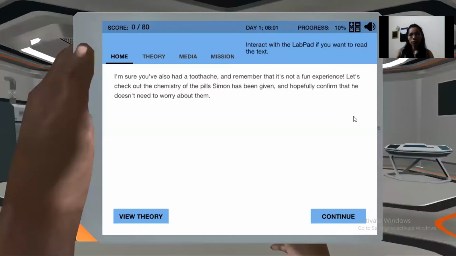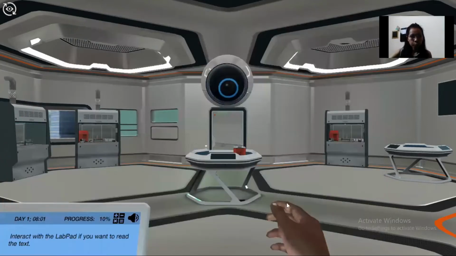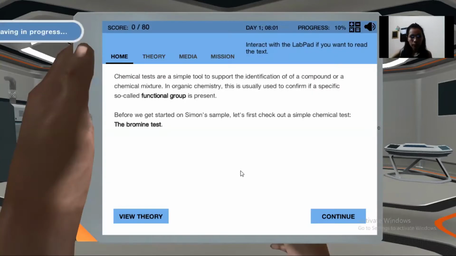I'm sure you also had a toothache, and remember that it's not a fun experience. Let's check out the chemistry of the pills Simon has been given, and hopefully confirm that he doesn't need to worry about them. Chemical tests are a simple tool to support the identification of a compound or a chemical mixture. In organic chemistry, this is usually used to confirm if a specific so-called functional group is present.